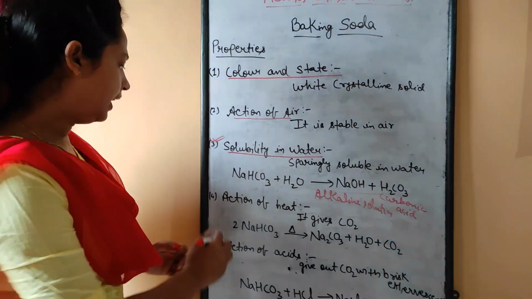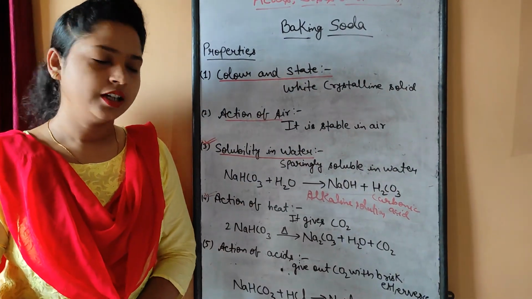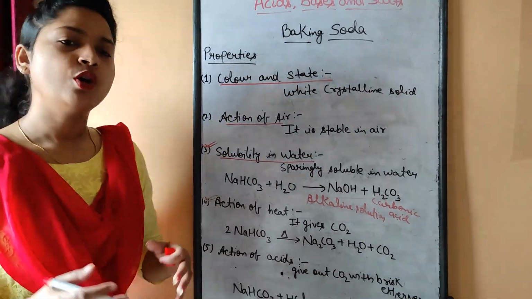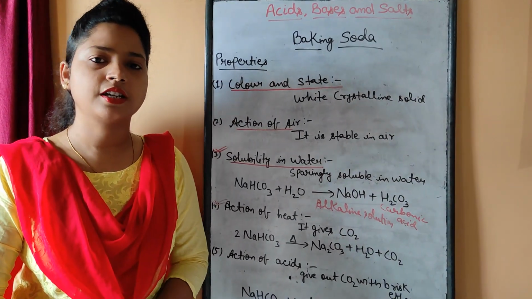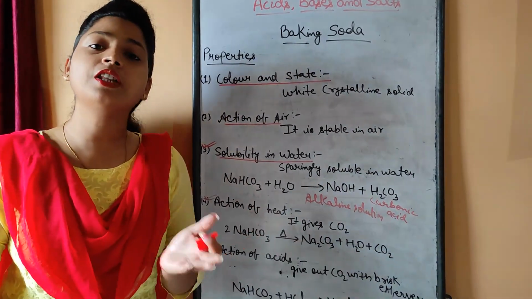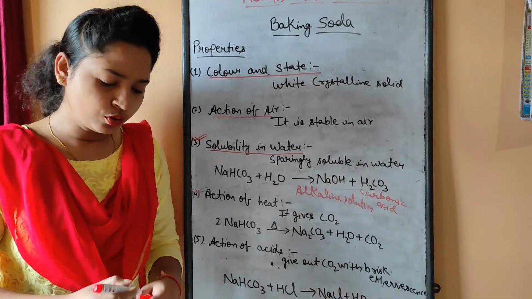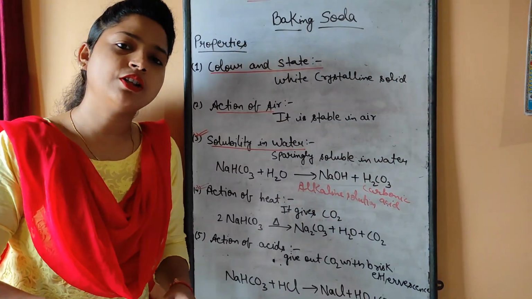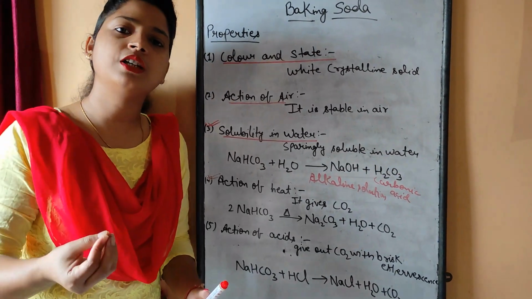Fourth one, again very important, is action of heat. Action of heat means when we heat baking soda, CO2 is released. And this is the reason that it is used as one of the major constituents of baking powder. All of you know, whenever we have to make something fluffy, we add baking powder to it. Why do we add it? Because CO2 will be released in it.